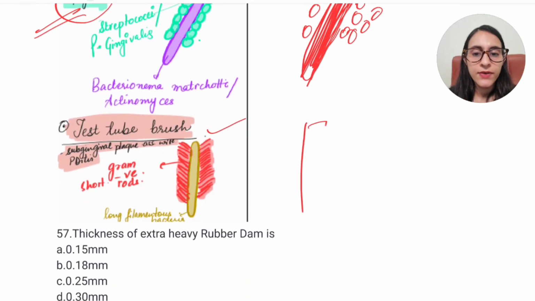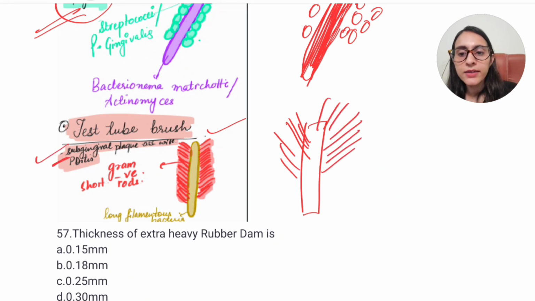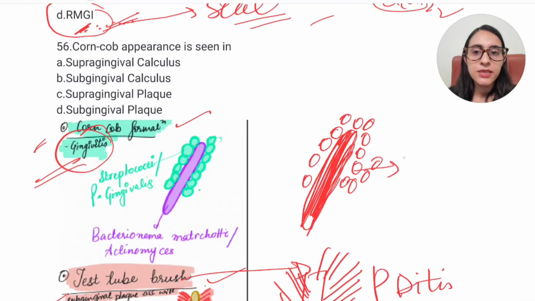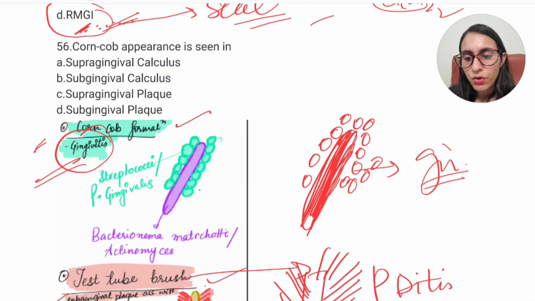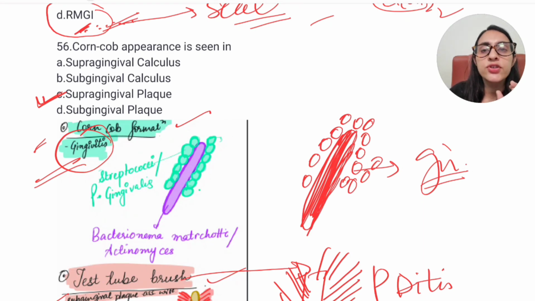While on the other hand, in the test tube appearance, there is a long filamentous bacteria and there are gram-negative rods present along with it, and this is seen in subgingival plaque that is associated with periodontitis. So test tube appearance is seen in periodontitis, while on the other hand, corn-cob appearance is seen in gingivitis. So the question is, corn-cob appearance is seen in supragingival plaque. Supragingival plaque is the bacteria that forms the biofilm that is visible on the surface, and it can accumulate and give a texture that resembles the corn-cob appearance.